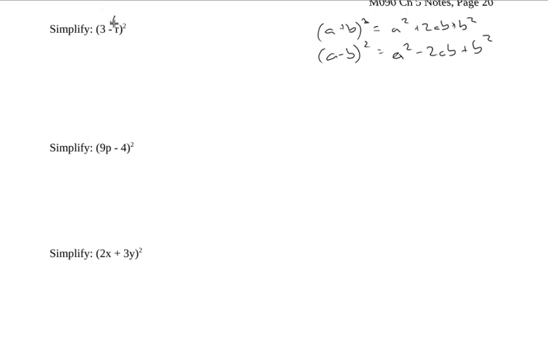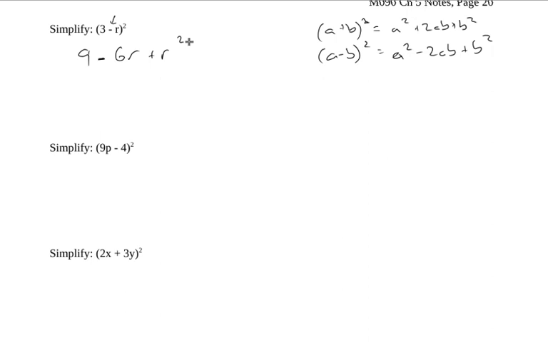This one has a subtraction there, so I'm going to be using the difference squared, which means I'm going to take the first value squared, so 9, minus, that's the minus right here, 2 times the first value times the second value. So 2 times 3 is 6, times r is 6r. Then I'll do plus r squared. We get 9 minus 6r plus r squared.